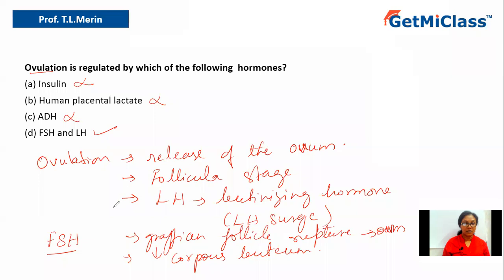So let us conclude the answer. What is the answer? The answer is option D, that is FSH and LH are the main hormones which are involved in regulation of ovulation. I hope you understood the explanation.